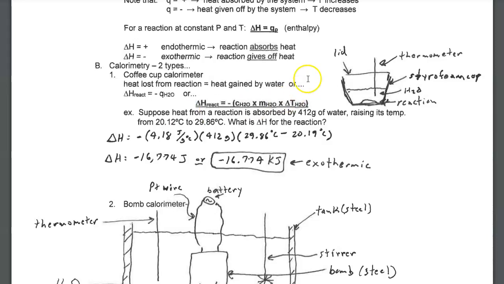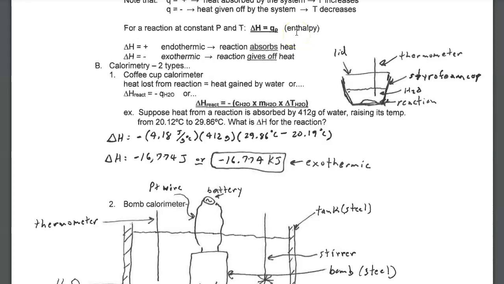All right. When you have heat being given off at a constant pressure situation, which is what we've got right here, that's equal to a special thermodynamic function called delta H. Okay, and that's called the enthalpy.